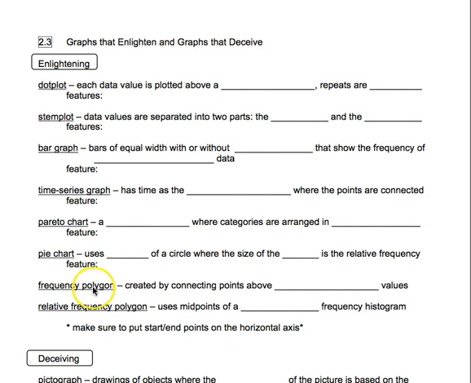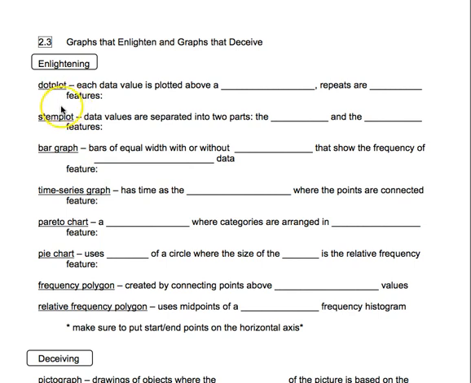Obviously, deceive typically has a negative connotation. Deceiving graphs are not graphs that we want to use. Since statistics is a science, we want things to be accurate, and those that deceive are not. So if you are trying to create graphs to back up research, things like that, you would want to use enlightening types of graphs. Most of these types of graphs you're going to be very familiar with, some since probably elementary school, others of them will be new.